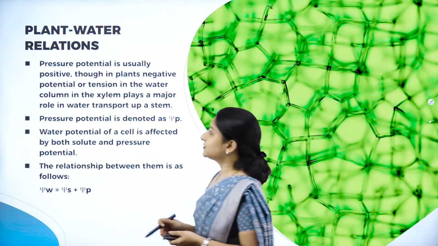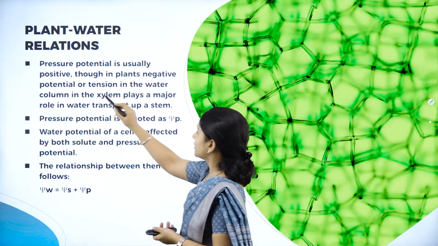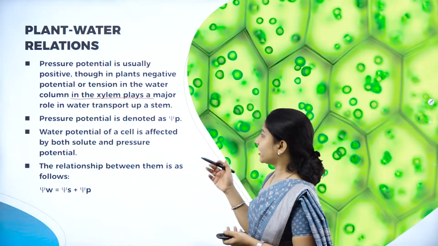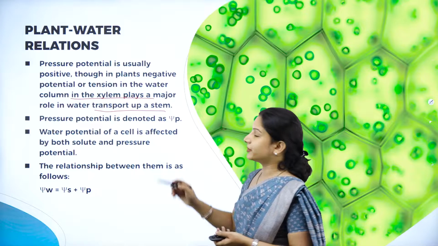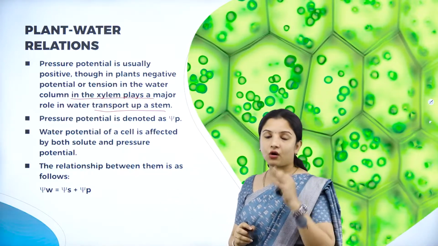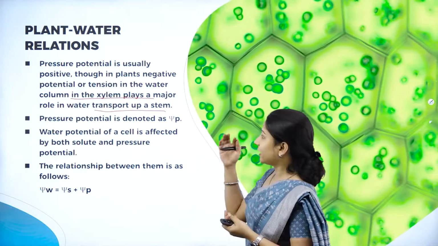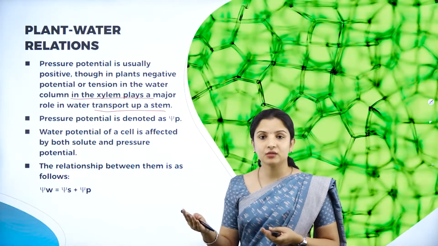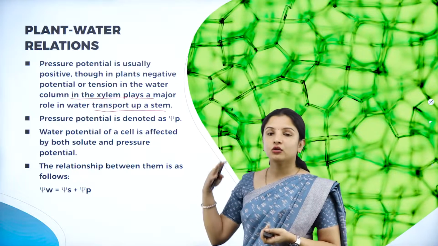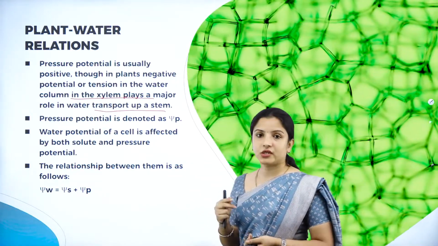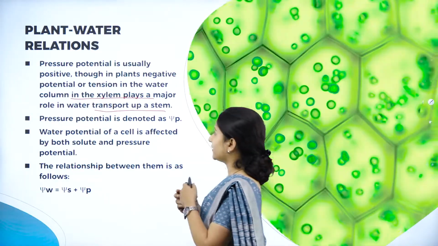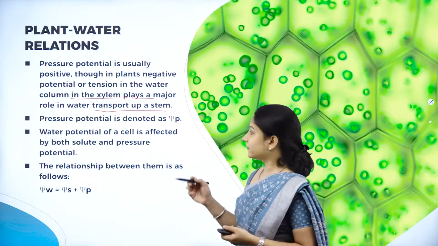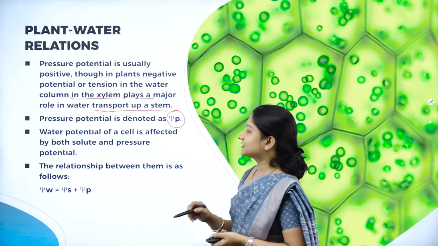And though in plants, negative potential or tension in the water column in the xylem plays a very important role in the transport of water up a stem, the pressure potential will always remain positive, whatever pressure or tension is taking place in the xylem. Why xylem? Because it is the water conducting tissue. No matter what happens, the pressure potential will always be positive, and it is denoted by the symbol psi P.